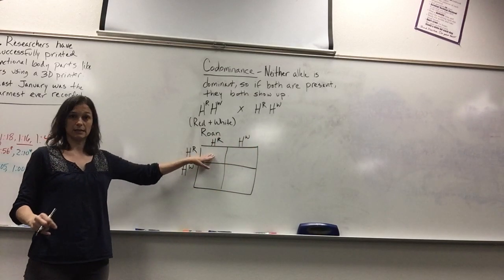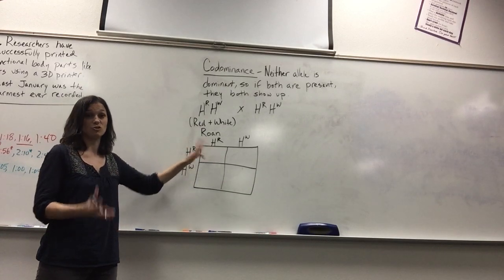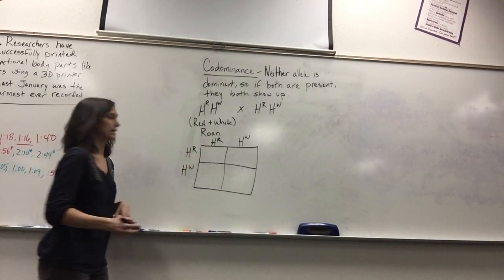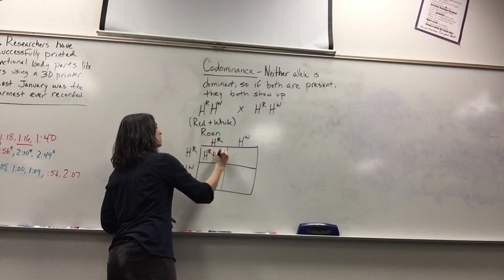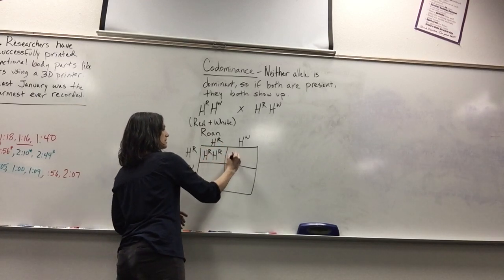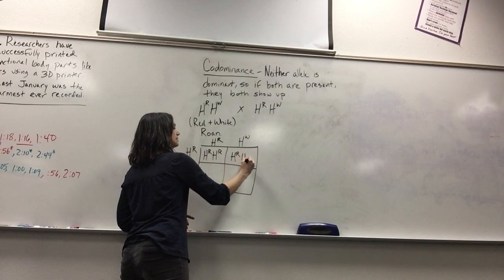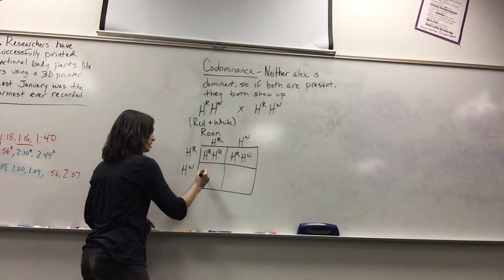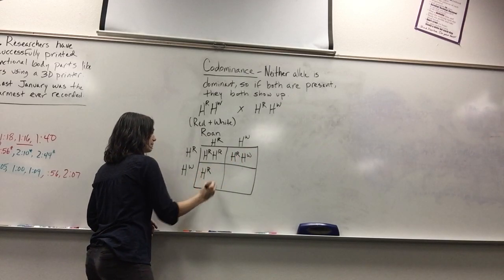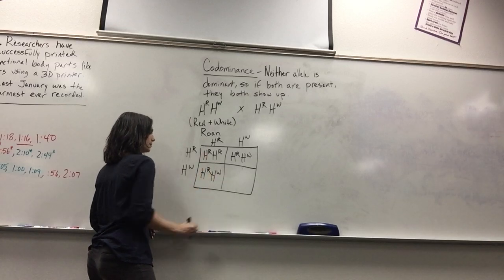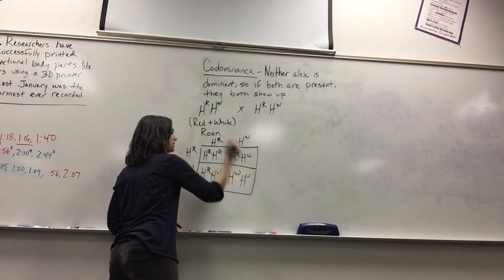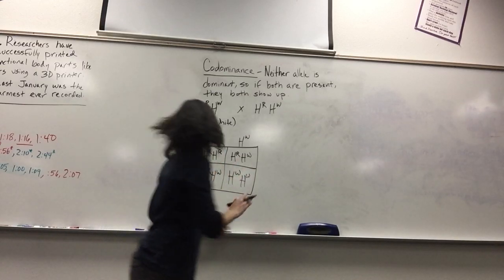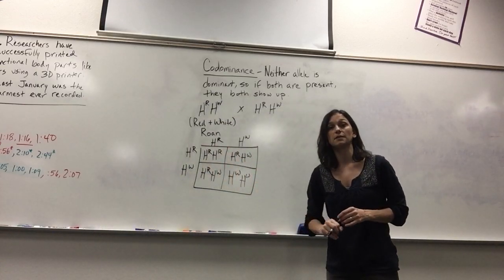Now I start filling in my boxes, keeping it alphabetical, just like I did with incomplete dominance. So this box gets an HR from the left and an HR from the top. This box gets an HR from the left and an HW from the top. This box gets an HR from the top and an HW from the left. And my final box gets two HWs, one from the left, one from the top. Again, I keep it alphabetical in the box.